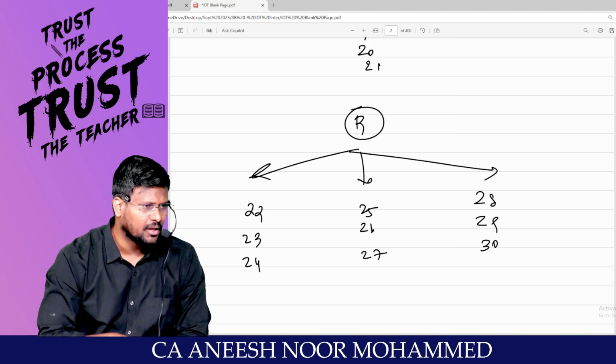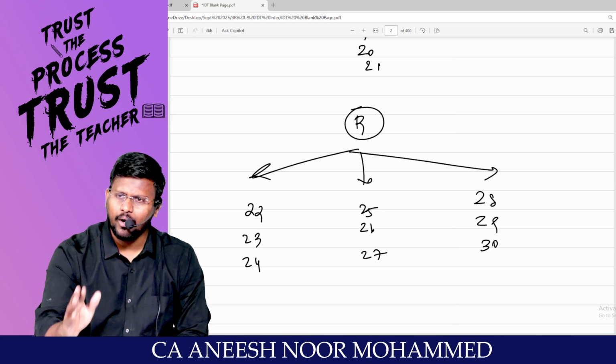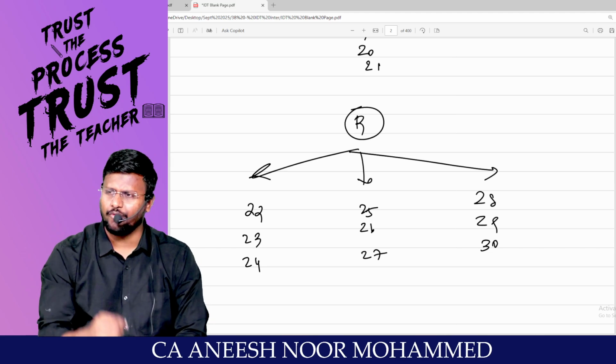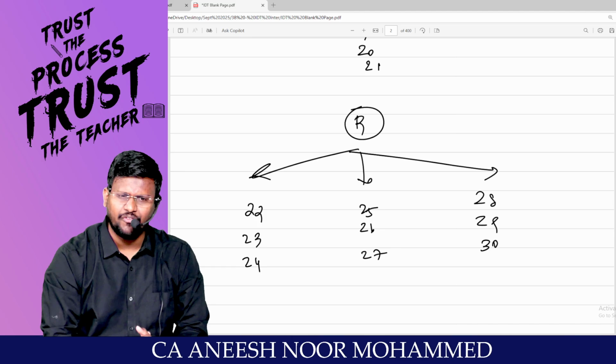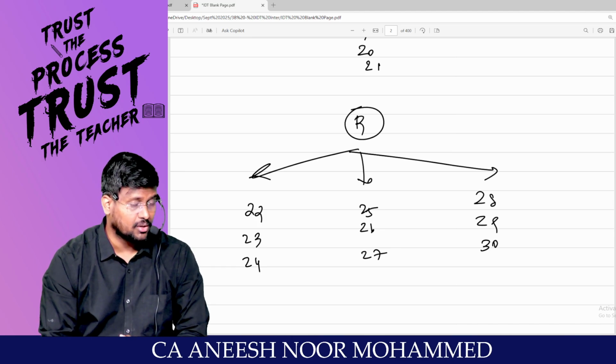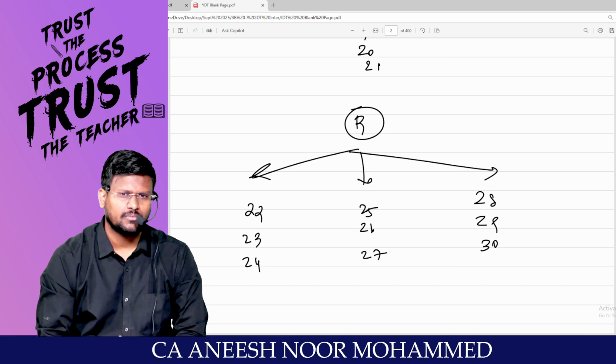What is section 23? Person not liable for registration. Who all are not liable for registration. What is 24? Compulsory registration. Who all are compulsorily liable to take the registration. What is section 25? Procedure for registration. What is section 26? Deemed registration.